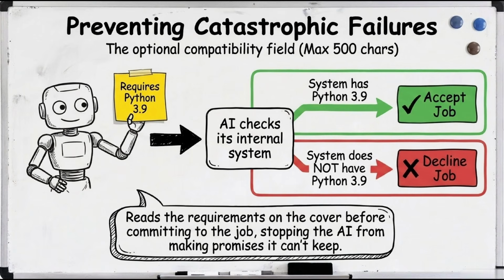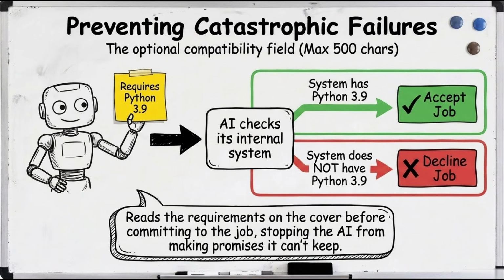Sure. So let's say your skill relies on a Python script to scrape a website, but the actual machine running the AI doesn't have Python installed. If the AI opens the folder and tries to run the script, the whole system just crashes. Right, it would just break. Exactly. So by using the compatibility field, you can explicitly state, this skill requires Python 3.9. The AI reads that on the sticky note, checks its current system, and if it doesn't have Python, it knows instantly that it cannot run the skill.